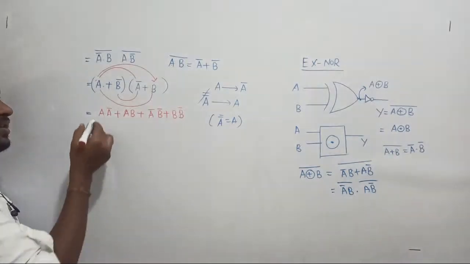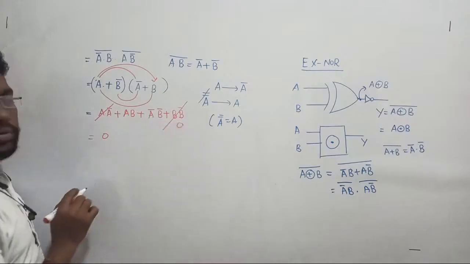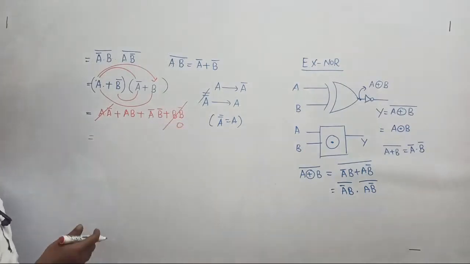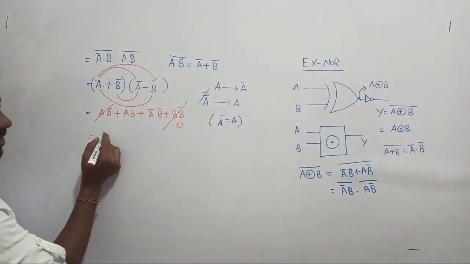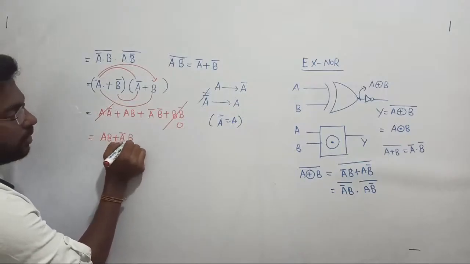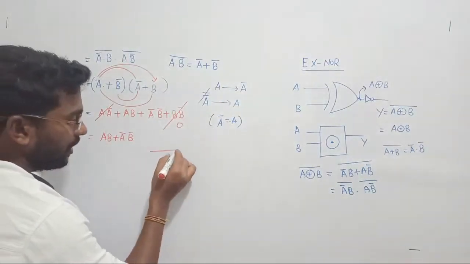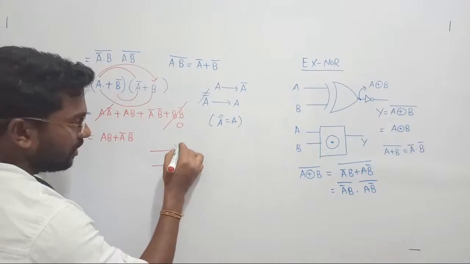Shall we continue? Listen, what is the value of A dot A bar? 0. B dot B bar? 0. We know, just now we saw the AND operation, that is the multiplication property. From this I understood it is equal to AB plus A bar B bar. So the conclusion is that the XNOR gate can be realized as, let us see, the universal representation.